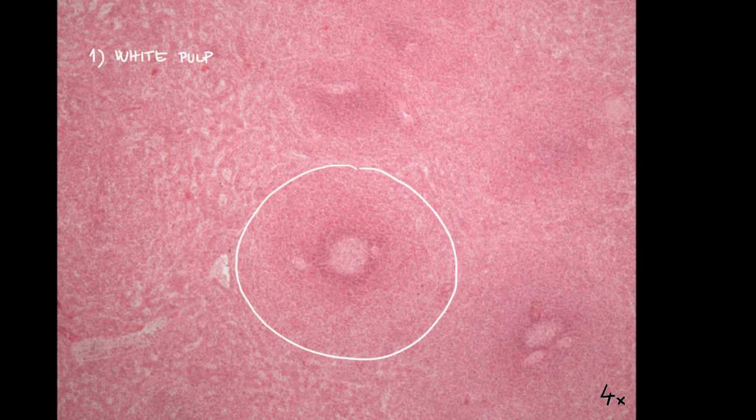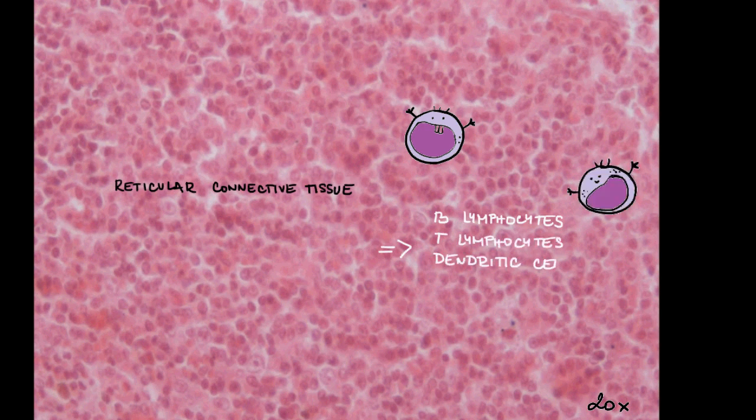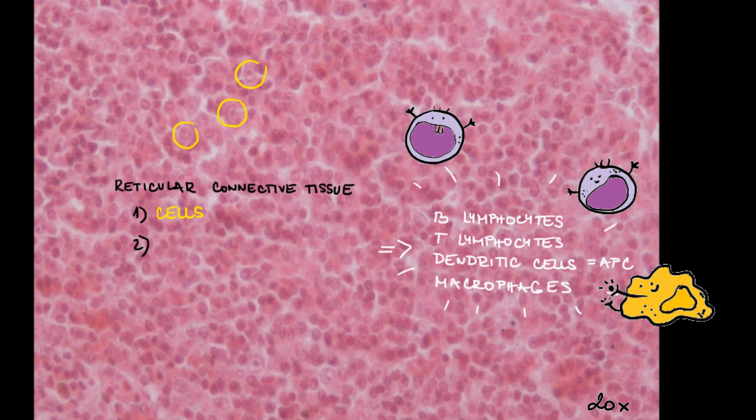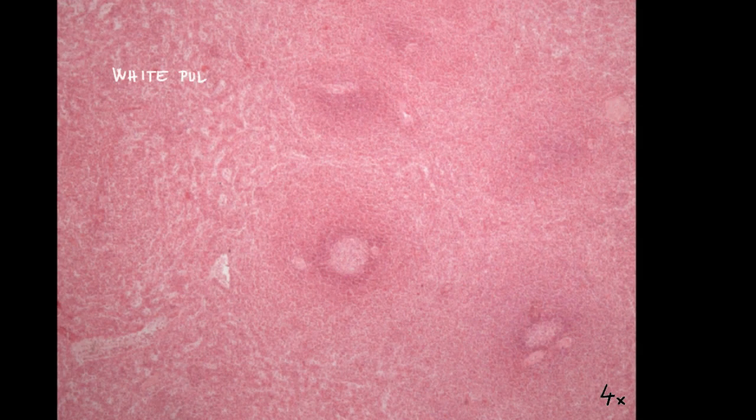White pulp represents 20% of the whole organ and it's typical lymphatic tissue. The supporting structure is made of reticular connective tissue. You can also find B lymphocytes, T lymphocytes, dendritic cells, which are antigen-presenting cells, and macrophages between reticular cells and reticular fibers. White pulp is attached to the blood vessels.